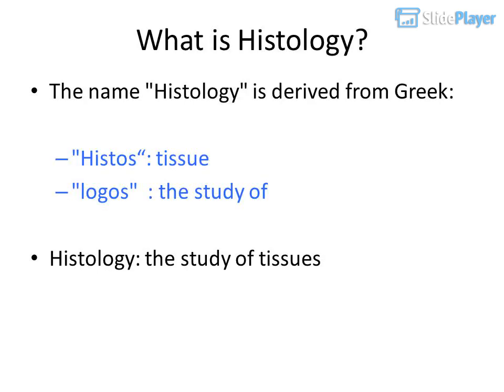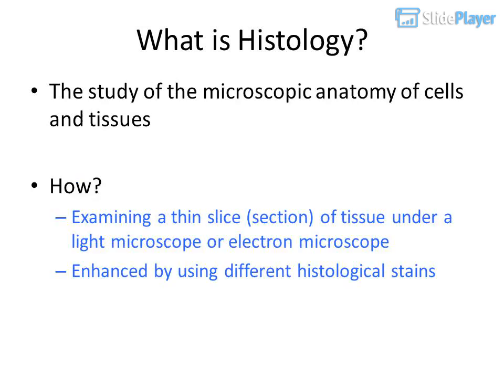What is histology? The name histology is derived from the Greek histos, tissue, and logos, the study of. Histology, the study of tissues. What is histology? The study of the microscopic anatomy of cells and tissues. How? By examining a thin slice, a section, of tissue under a light microscope or electron microscope, enhanced by using different histological stains.